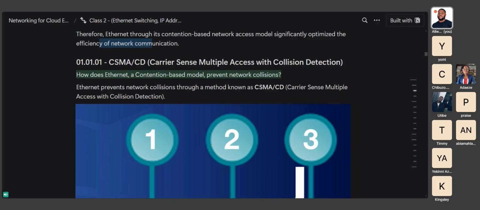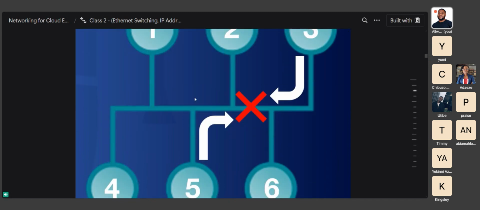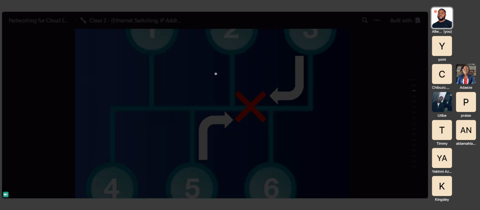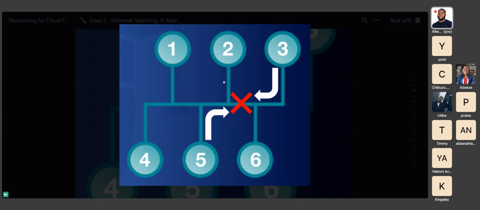Now we are going to go into a different topic, which is CSMA/CD, or carrier sense multiple access with collision detection. I know it's a mouthful, but you'll understand what it is as we go on. So, how does Ethernet, a contention-based model, prevent network collisions? Ethernet prevents network collisions through a method known as CSMA/CD, carrier sense multiple access with collision detection, right? And we're going to understand what it is using this image.